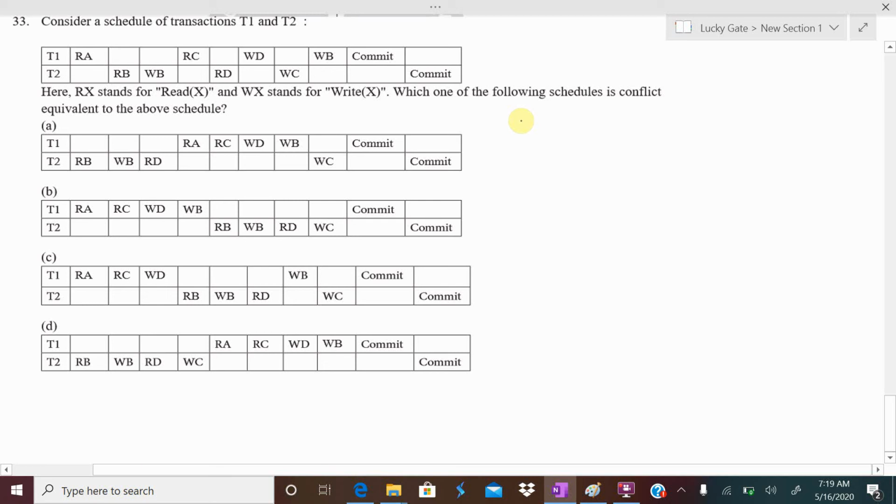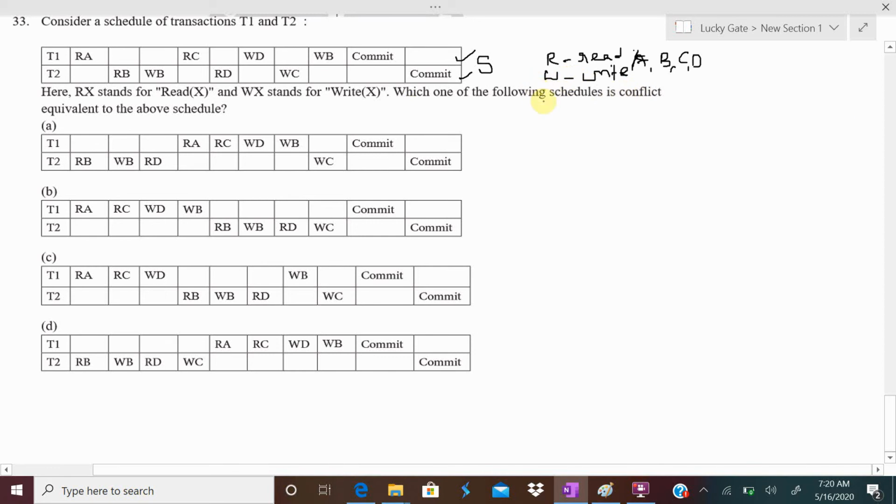It is a question in GATE 2020 asked for 2 marks. And here the question is, consider a schedule of transactions T1 and T2. One schedule is given. I am calling this schedule S, with some read and write operations and containing 2 transactions T1 and T2. And here RA indicates read A, WB indicates write B.